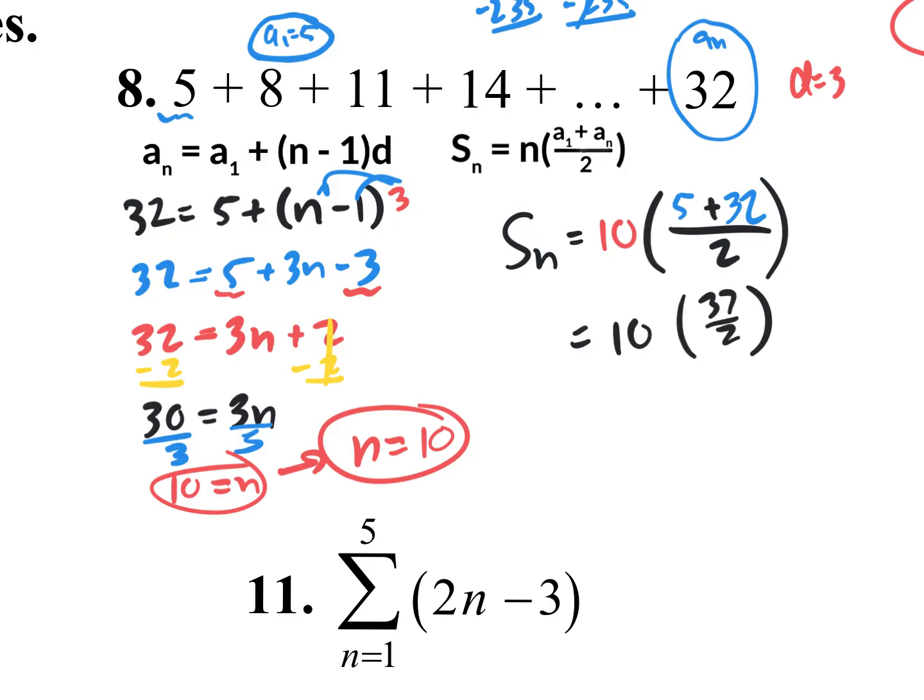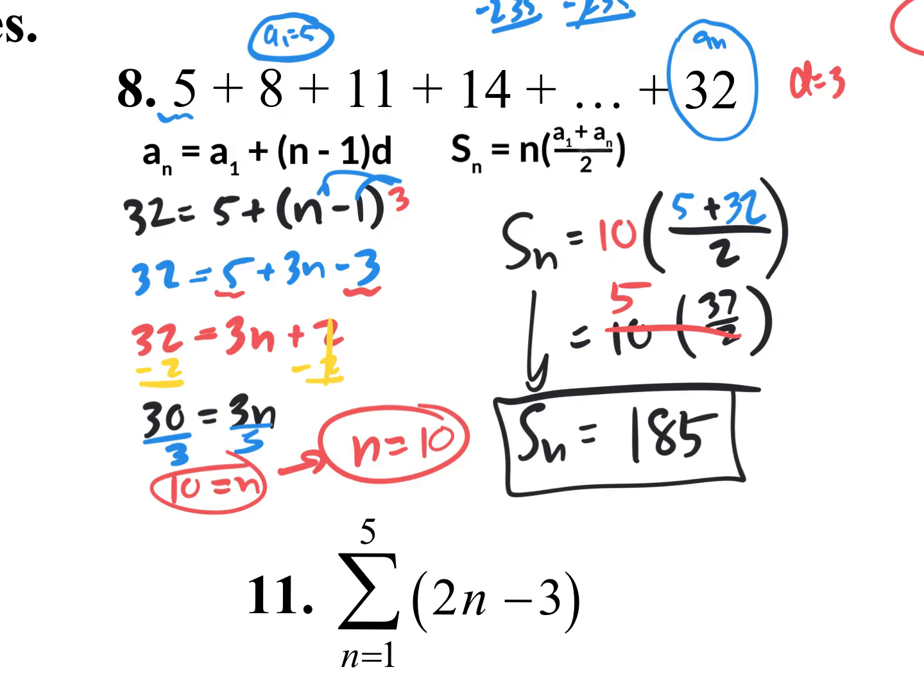Now, I know that 37 is not divisible by 2, but 10 is. So if I don't want to go to the calculator yet, you could go to the calculator and just do 37 divided by 2 and then times 10. Or you could just say 10 divided by 2 is 5, and then 5 times 37. You could do that on the calculator or on paper. That'll be 185. So the S sub n equals 185.